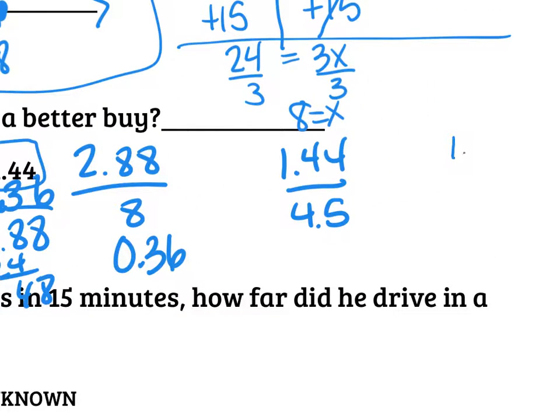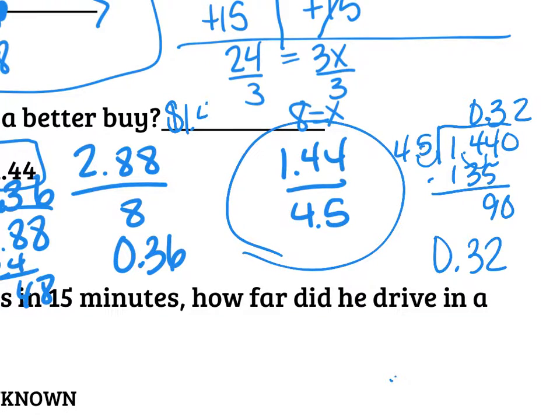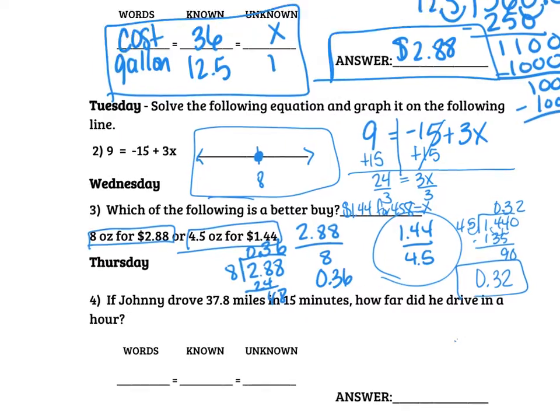And then this is $1.44 divided by 4.5. And I keep on putting these decimals to make sure that you're dividing your decimals right because you got outside, inside, up. So we should have here, which is 135, and then 90. Okay, and drop it down. So 0.32. So this is the better buy. So the better buy is $1.44 for 4.5 ounces. So you should have 32 cents right there, okay? That's your answer that you need.